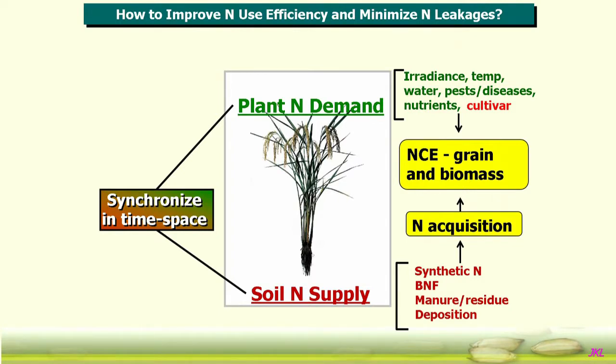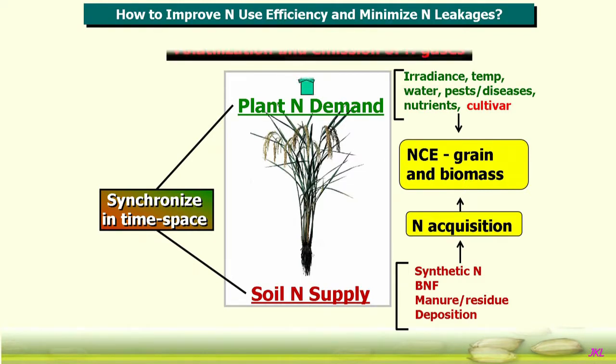Nitrogen conversion efficiency. I like to call it nitrogen conversion efficiency. Nitrogen which is converted to produce either biomass or grain. So you have nitrogen conversion efficiency for grain or biomass. So that's one. That's an efficiency within the plant. The other one is uptake efficiency, nitrogen acquisition.